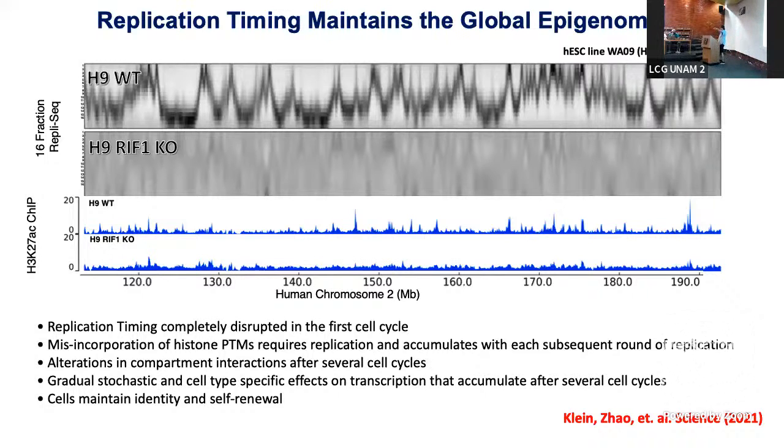We can show that quantitatively by spike-in ChIP and by Western blot, that we're not losing H3K27. It's getting mislocalized throughout the genome. And we showed that for several other histone post-translational modifications.